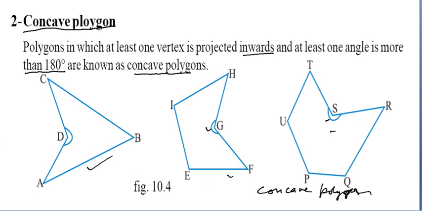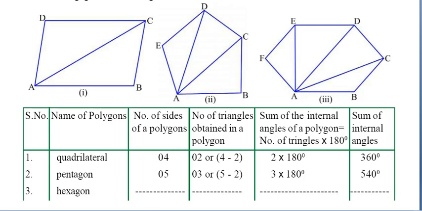Yes, now proceed to the next one. There is a figure, so you can see here and check here: name of the polygon, number of sides of a polygon, the number of triangles obtained in the polygon, and the sum of the internal angles of a polygon. So let us start. According to the figure, that is the quadrilateral.